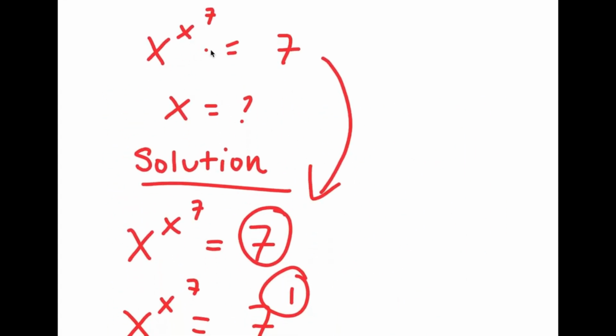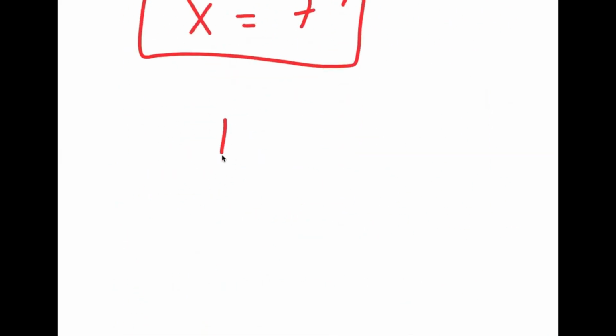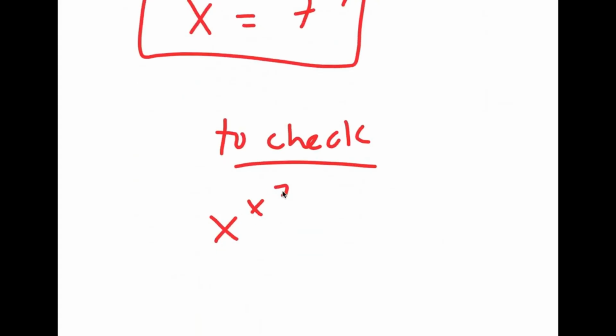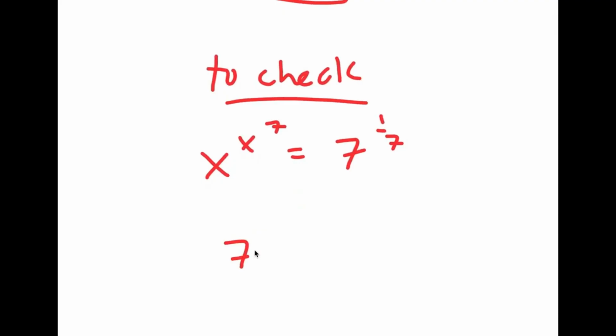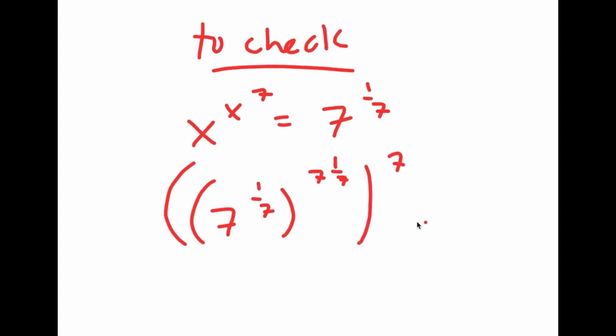So now to check, I'm going to plug this back into my original equation. x to the power of x to the power of 7 is equal to 7 to the power of 1 over 7, meaning 7 to the power of 1 over 7, to the power of 7 to the power of 1 over 7, to the power of 7, is equal to 7 to the power of 1 over 7.